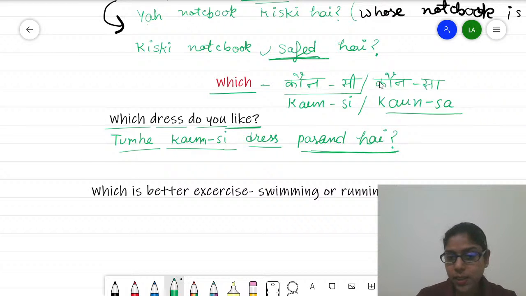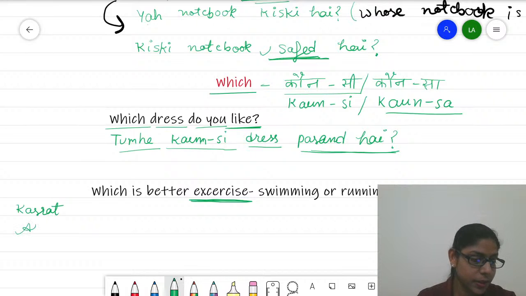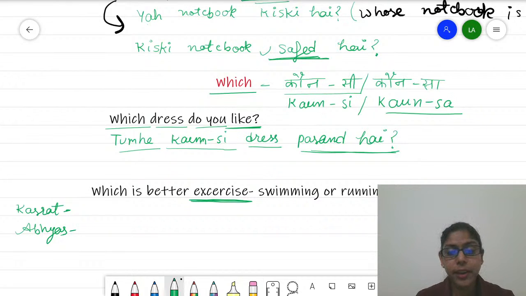So here exercise has two words, two meanings in Hindi. One is kasrat and second is abhyas. So when we use kasrat, it is a feminine word, but when we use abhyas, it is a masculine word. So I will translate this example in both the senses. Okay, which is better exercise, swimming or running? So first let's see that with kasrat what will be the sentence.